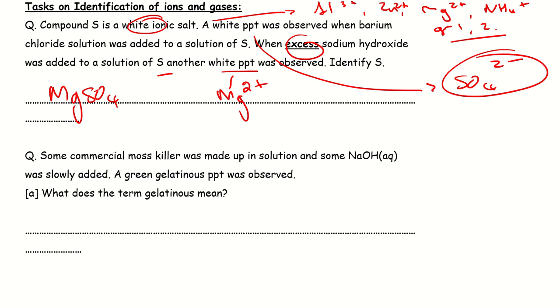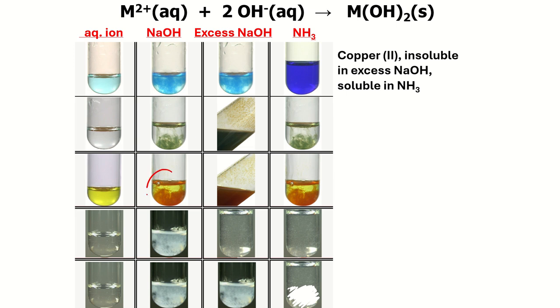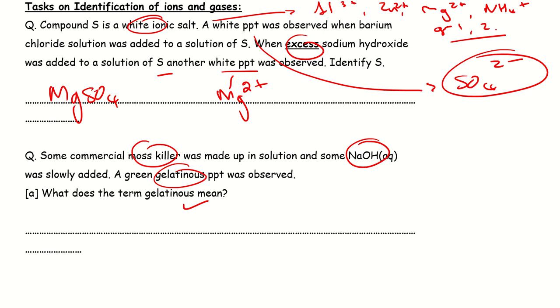The second one, where I talked about a commercial moss killer, and it was made up in a solution with some sodium hydroxide, so we must be testing for a metal ion. And we got a green gelatinous precipitate. Gelatinous means jelly-like. That's the first question, by the way. If I go back to here, you'll see that sort of jelly-like precipitate, so not a heavy, dense one. These are all gelatinous precipitates that I'm circling here now. So gelatinous simply means jelly-like.